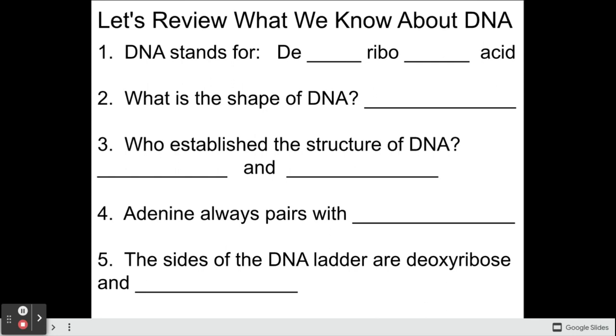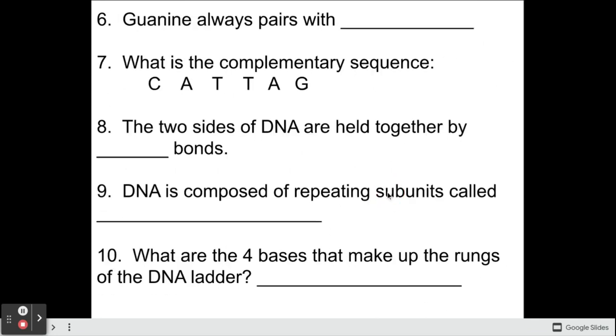The sides of the DNA ladder are deoxyribose, the sugar, and a phosphate. Guanine always pairs with cytosine, as we said previously. And what would be the complementary sequence? CAT-TAG. Well, the complement then would be GTA-ATC. The two sides of DNA are held together by hydrogen bonds.